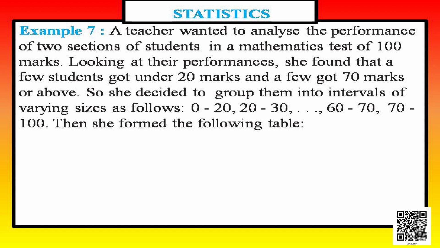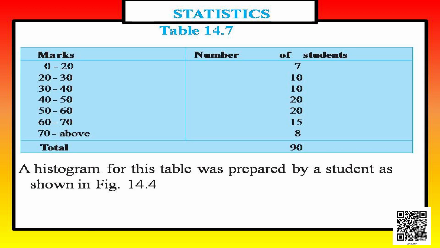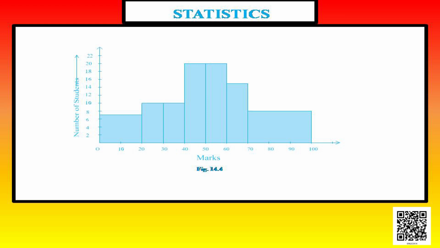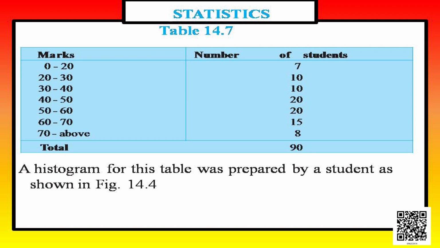The class intervals are marked as 0 to 20. So, the class width is 20 here. Next is 20 to 30, class width is 10, 30 to 40, class width 10, 40 to 50, again class width 10, then 50 to 60, class width 10, 60 to 70 is 10, then 70 to above. Here we are not having the upper limit, but in the figure you see they have written 70 to 80. That means the class width is of 30 and the frequencies are given normally.